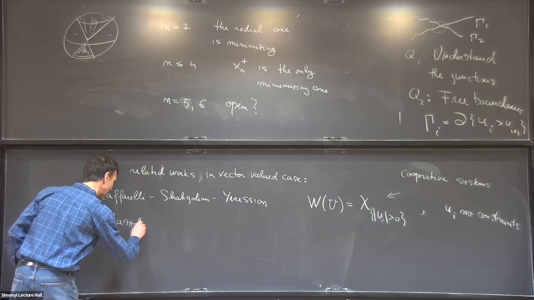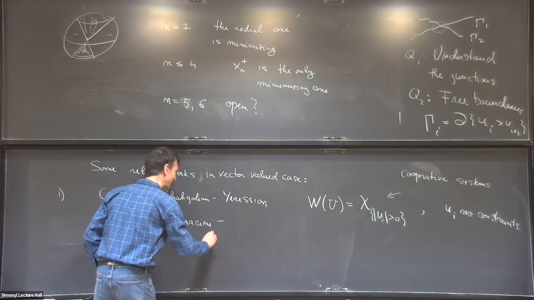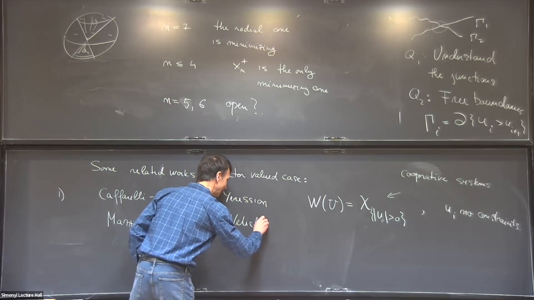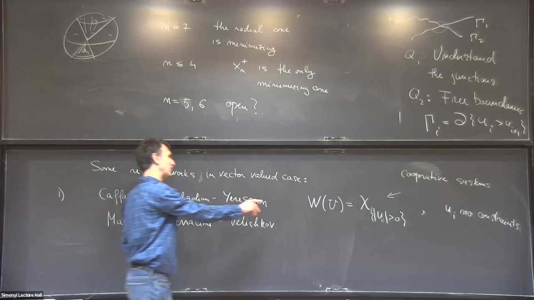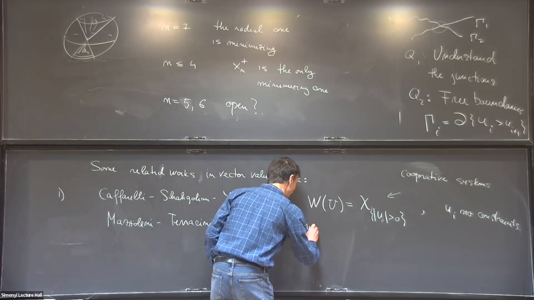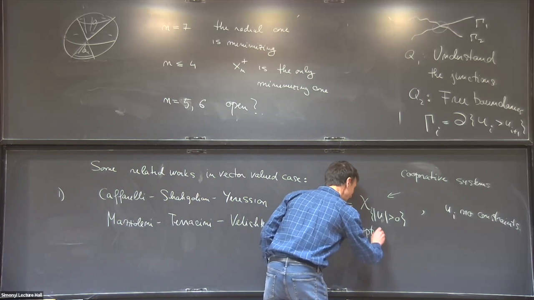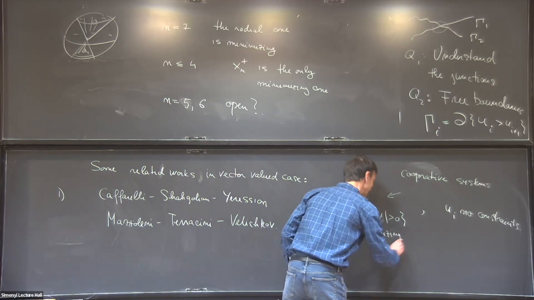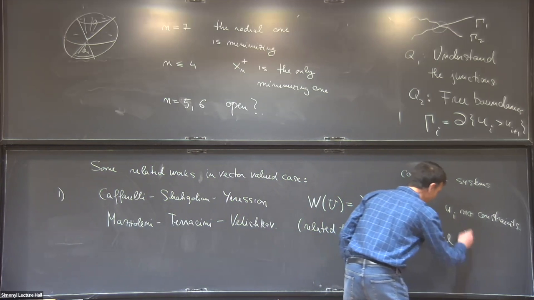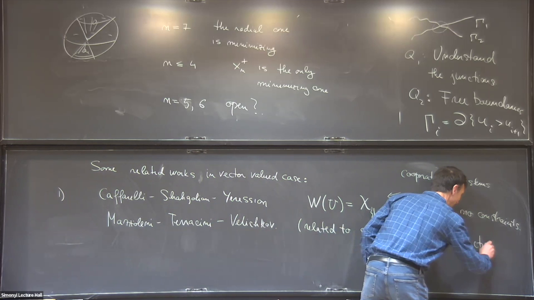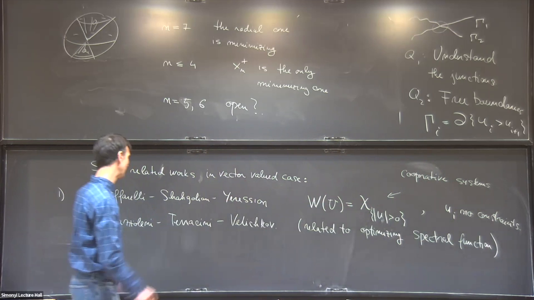Mazzoleni, Terracini, and Belichkov. And when you end up with this, it is also related to optimizing spectral functions, like maybe if you want to add the first eigenvalues for a bunch of domains.